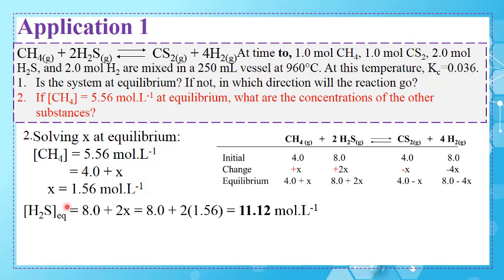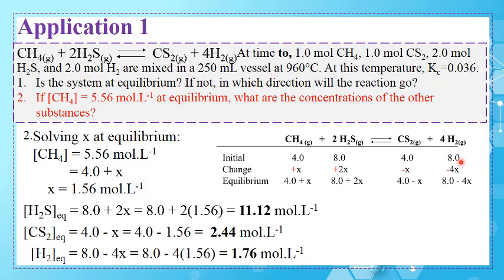1.56. Now the concentrations of the other species will simply be obtained by applying this. So 8 plus 2x, where the x found here is its value, and this is the concentration of H2S at equilibrium. In the same way, we can find that of CS2, and in the same way, that of H2.